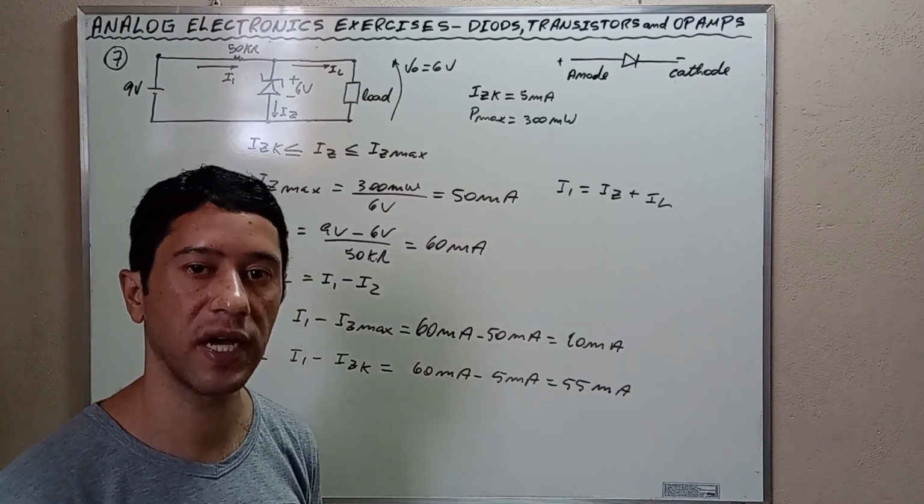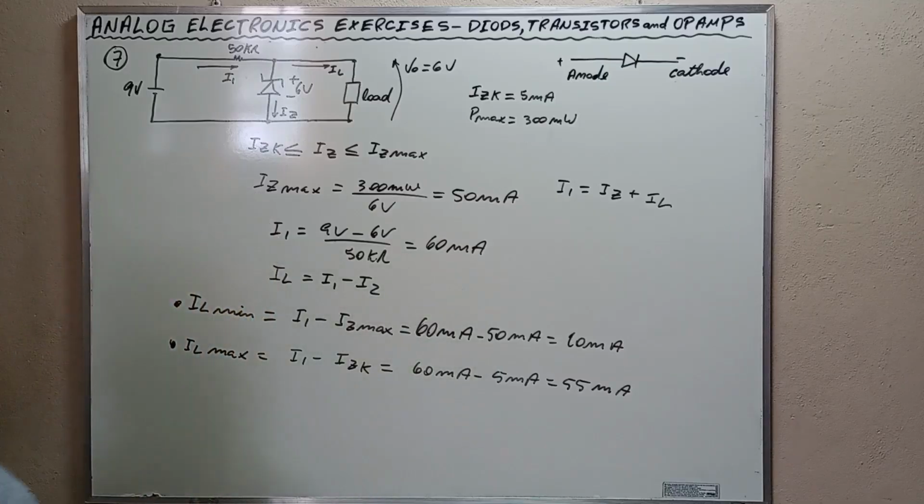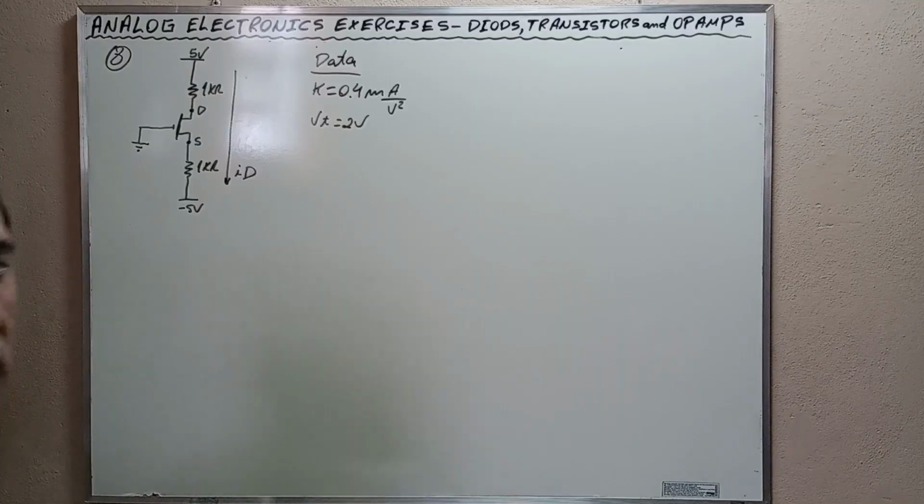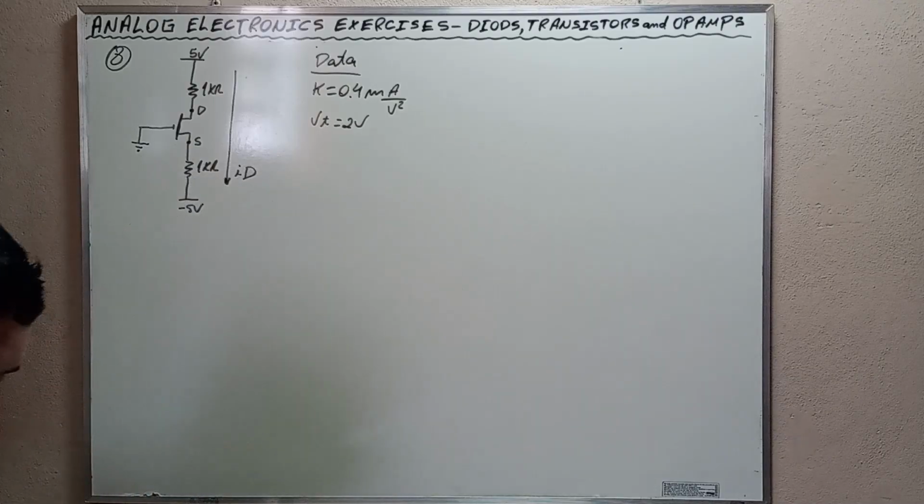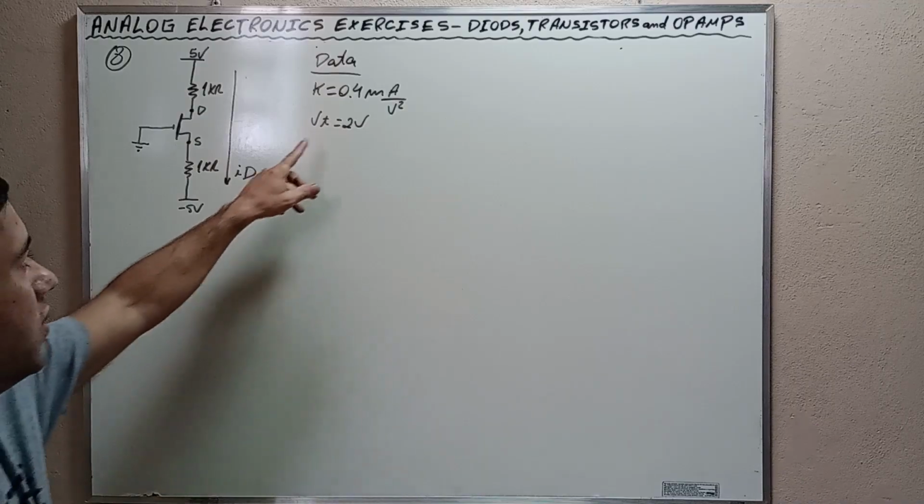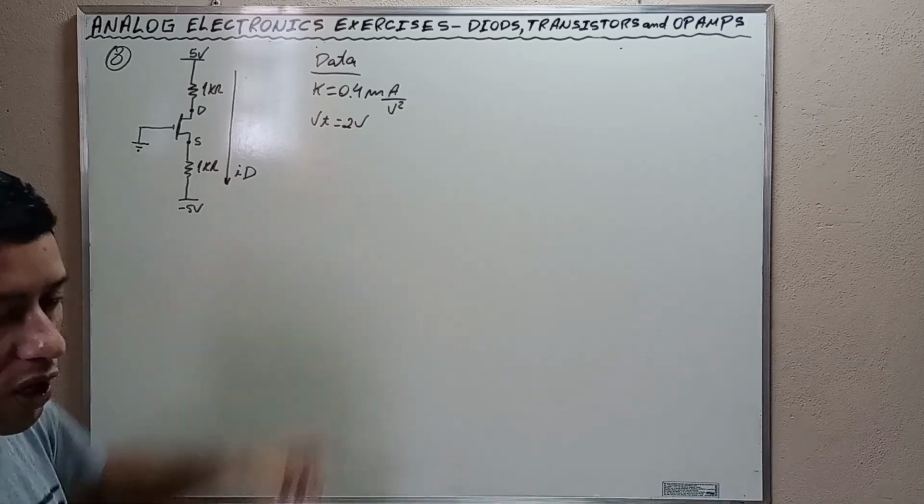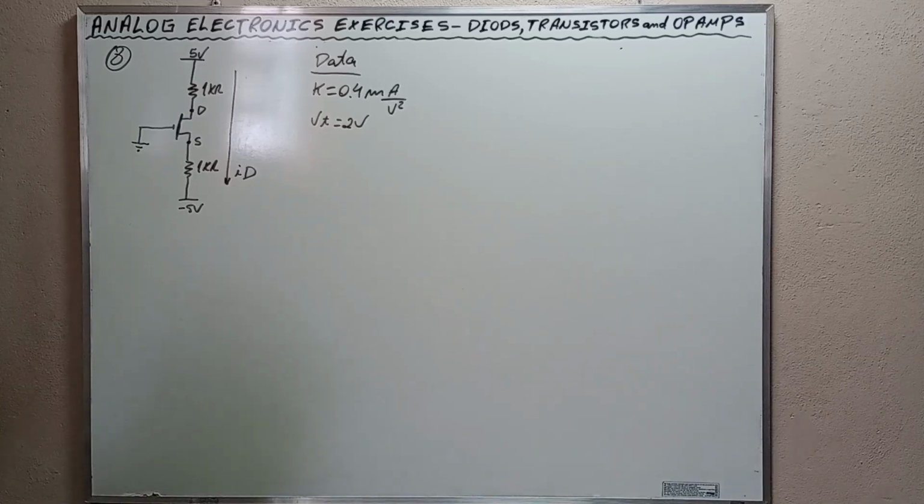Let's go to exercise number 8. Exercise number 8 now, my friends. Find the value of ID for the circuit of the figure. And the exercise gave us this data here. Okay, let's go to the solution.